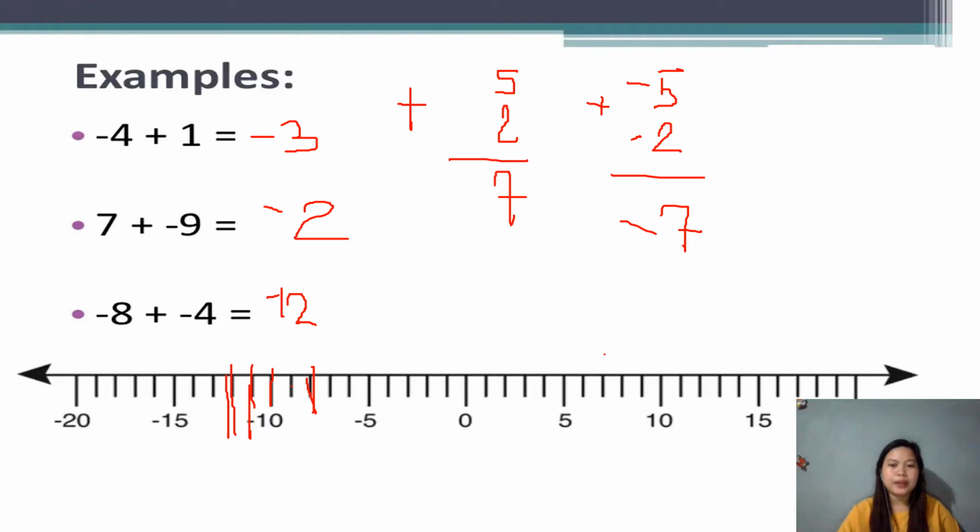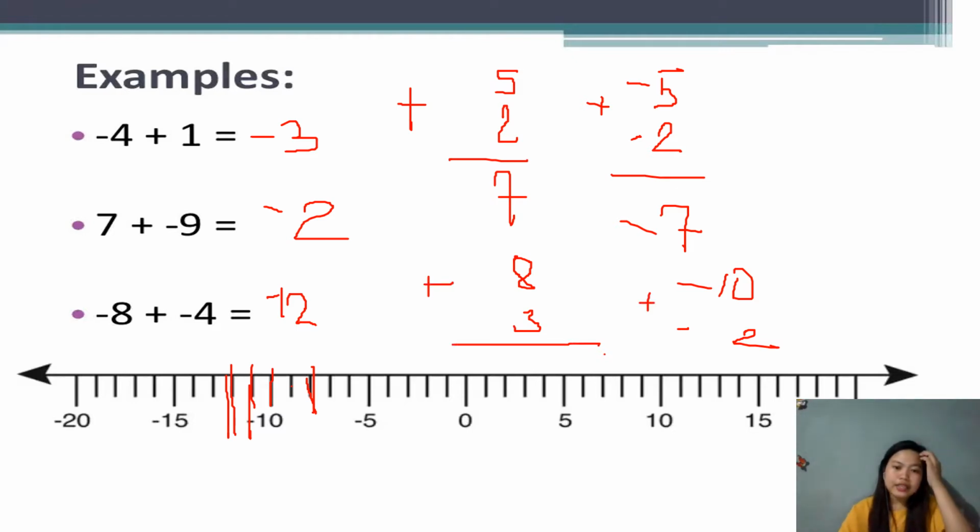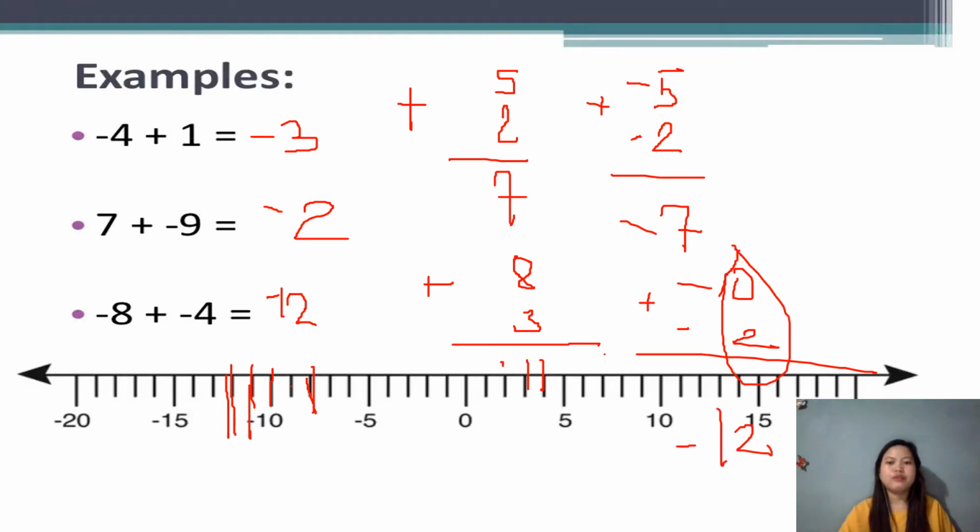Okay, let's have another example. We have 8 and 3, and here negative 10 and negative 2. That means they are like signs again. When we add like signs, what do we do? We add them. 8 plus 3, that's 8, 9, 10, 11. We copy the sign, which is positive. For this one, 10 and 2, we add 10 and 2. That's 12, and then we copy the sign. Negative 12 is the answer. Got it? That is for addition.